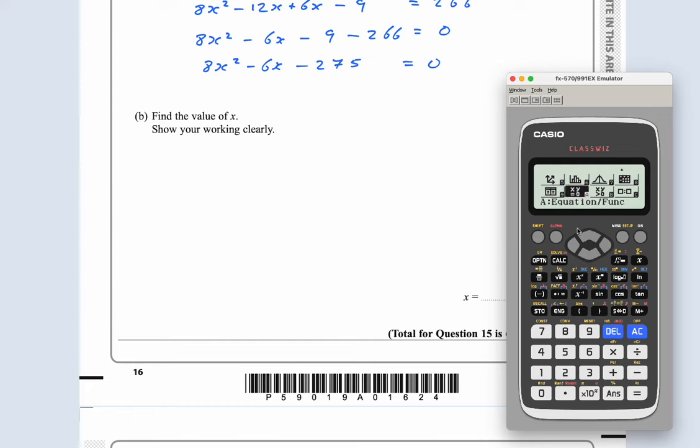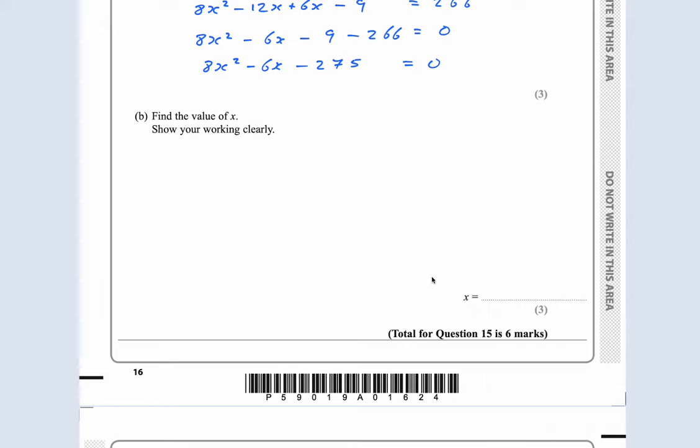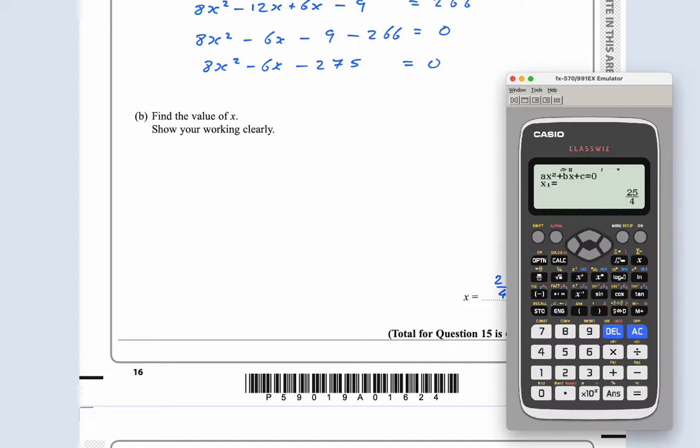I will obviously do it properly in a second, but I just want to show you. I'm going to go to polynomial degree 2, and I'm going to solve it: 8, -6, and -275. It gives me x1 is 25 over 4, so x equals 25 over 4, which is 6.25, or x equals -11 over 2.